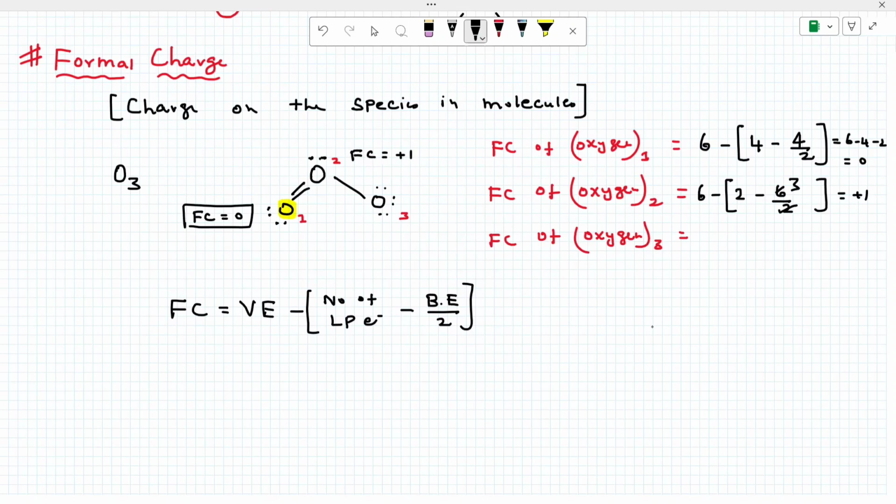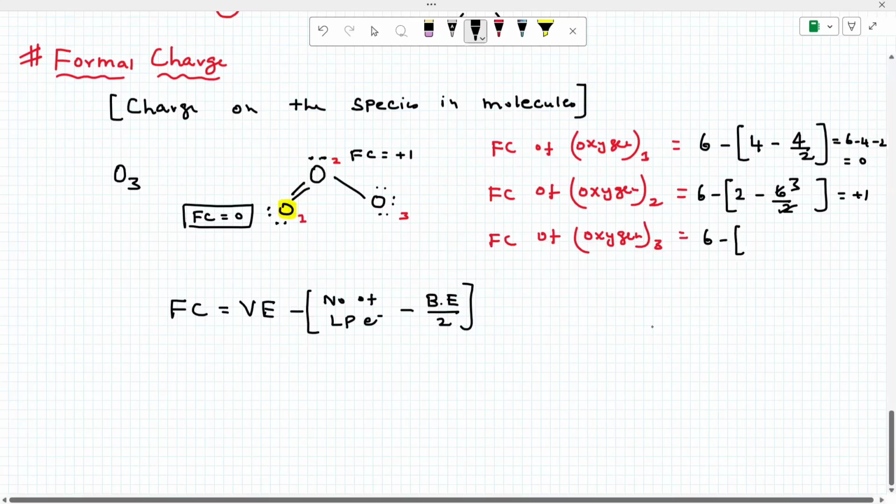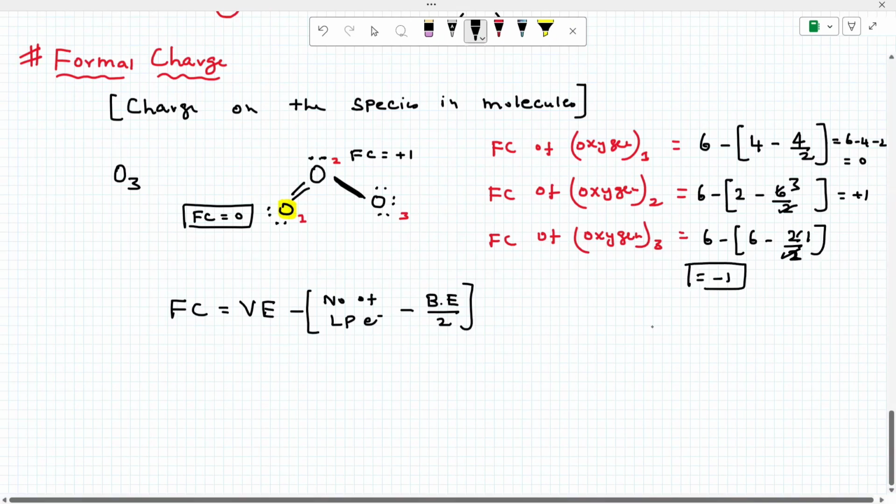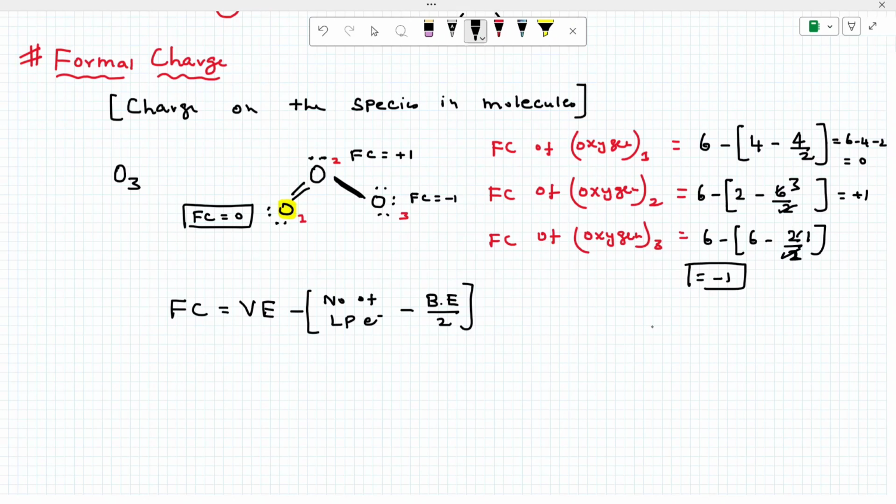Now, what is the formal charge of the third oxygen? 6 minus, valence of 6. How many lone pairs? 1, 2, 3, 4, 5, 6. 6 lone pair electrons. How many bond electrons? Only one bond. One bond means 2 electrons, yes or no? So here 2 by 2, which is 1. Then 7 minus 6, so the answer is -1. For this oxygen the formal charge is -1. Very simple.